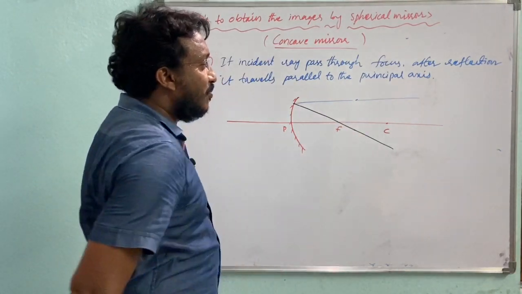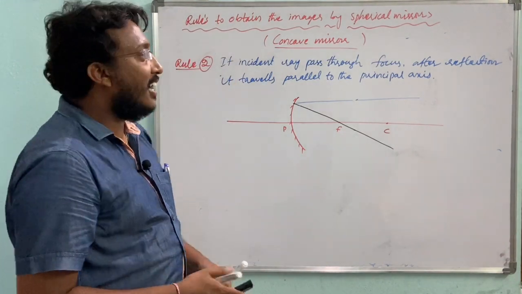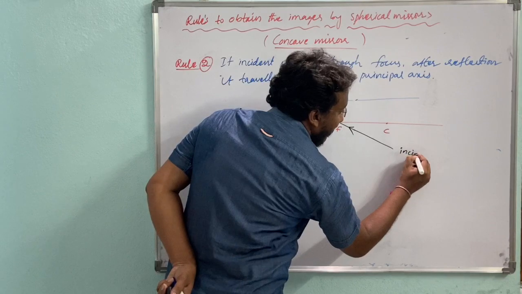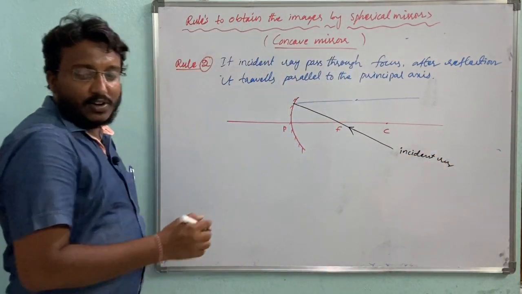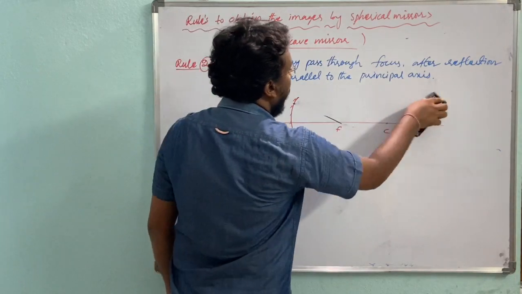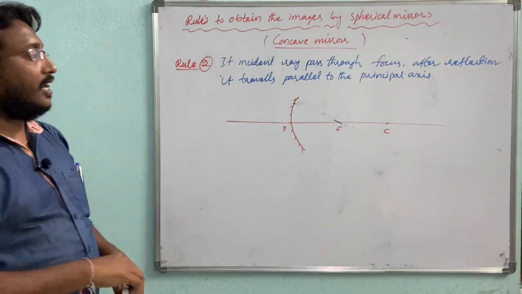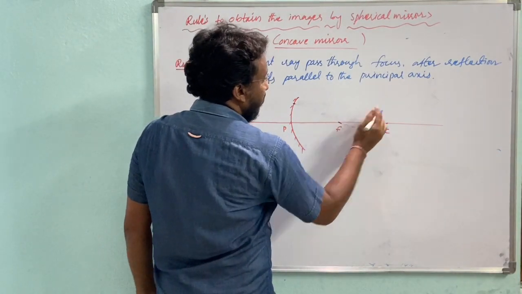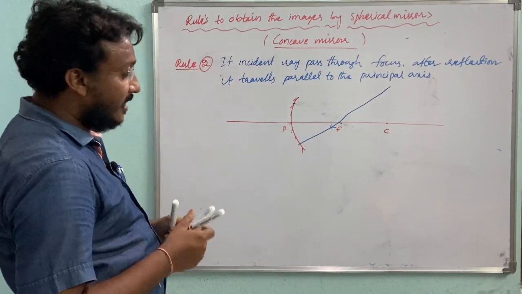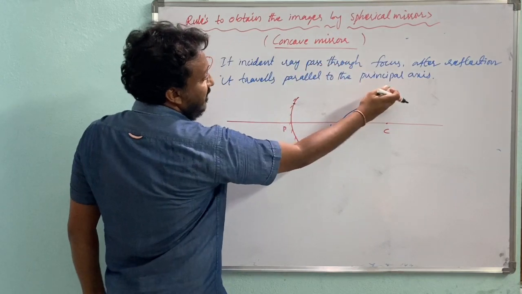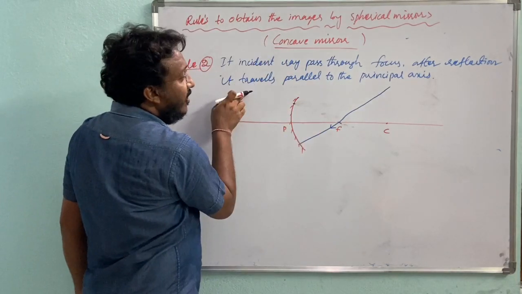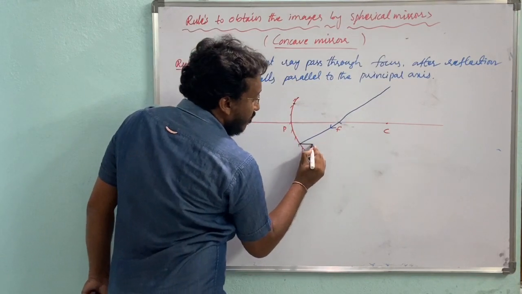First rule, incident ray is parallel, reflected ray passes through the focus. Here, quite opposite to it, incident ray is passed through the focus. Or better, I will draw once again. Right? What is our rule? Second rule is, if an incident ray passes through the focus, after reflection, it travels, what? Reflected ray travels parallel to the principal axis. This is the principal axis, so it passes parallel.